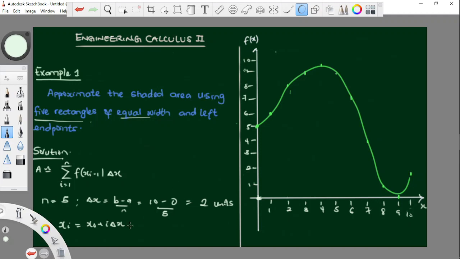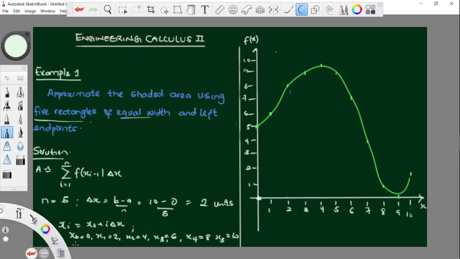So we can expect that our x sub naught, let's just quickly put that down, will be equal to 0, x sub 1 will be equal to 2, x sub 2 will be equal to 4, x sub 3 will be equal to 6, x sub 4 will be equal to 8, x sub 5 will be equal to 10.